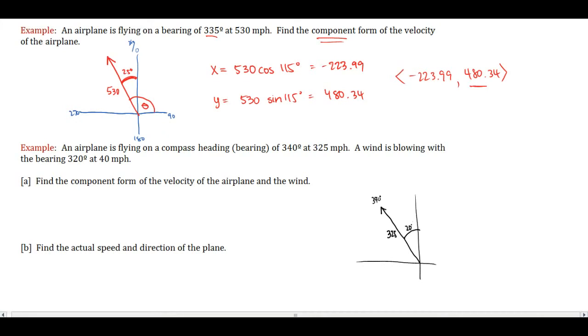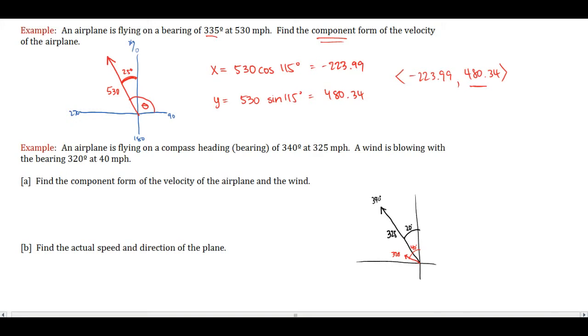Now I'm going to take a different color. I'll take red, and I'll do the wind. Now the wind is only 40 miles an hour, so that's not too much. That's just a little arrow. But it's going at 320 degrees. So that means that this is 40 degrees right here.